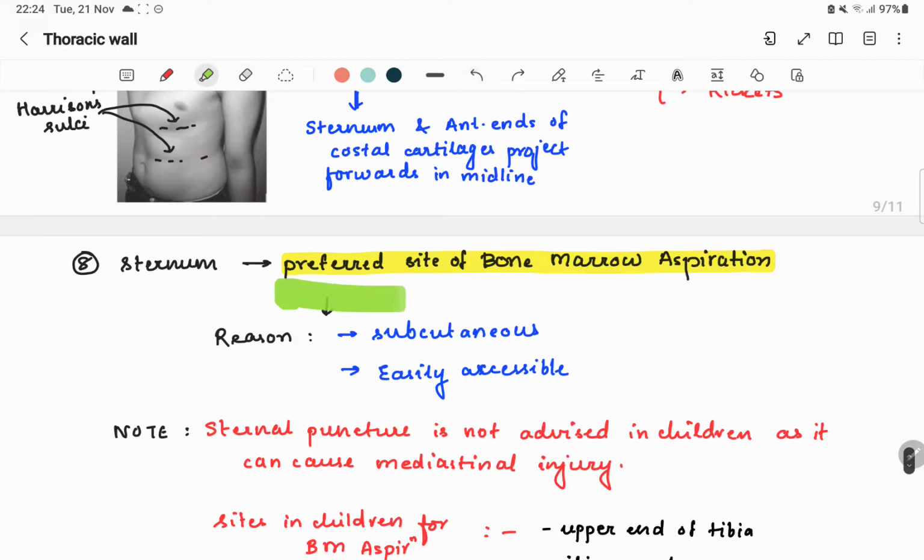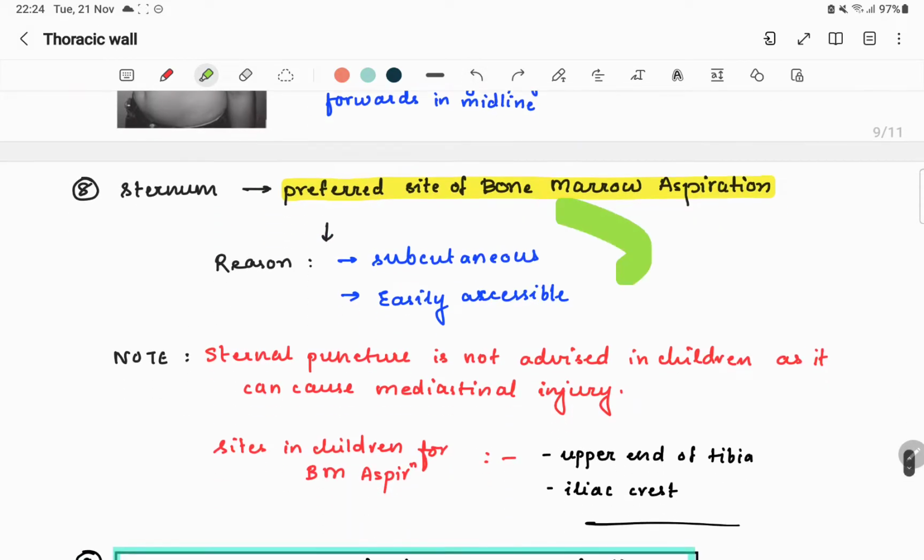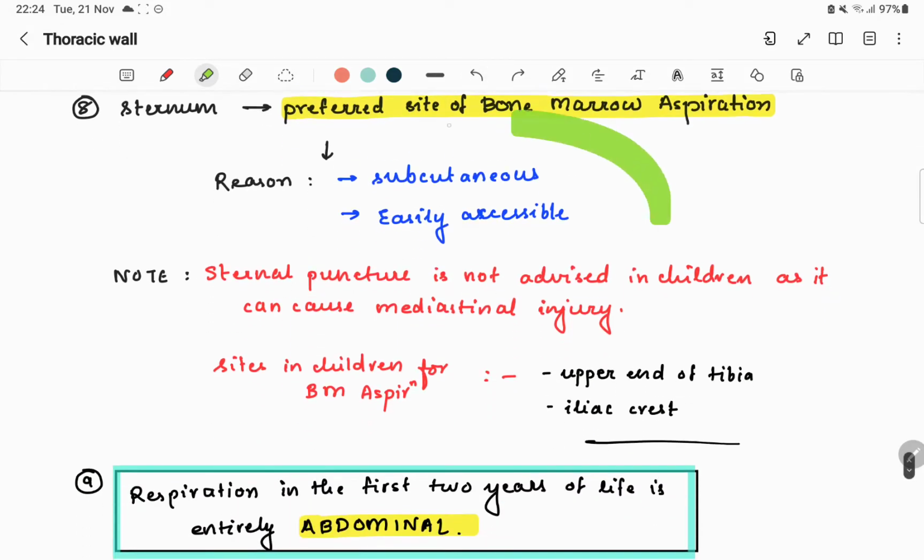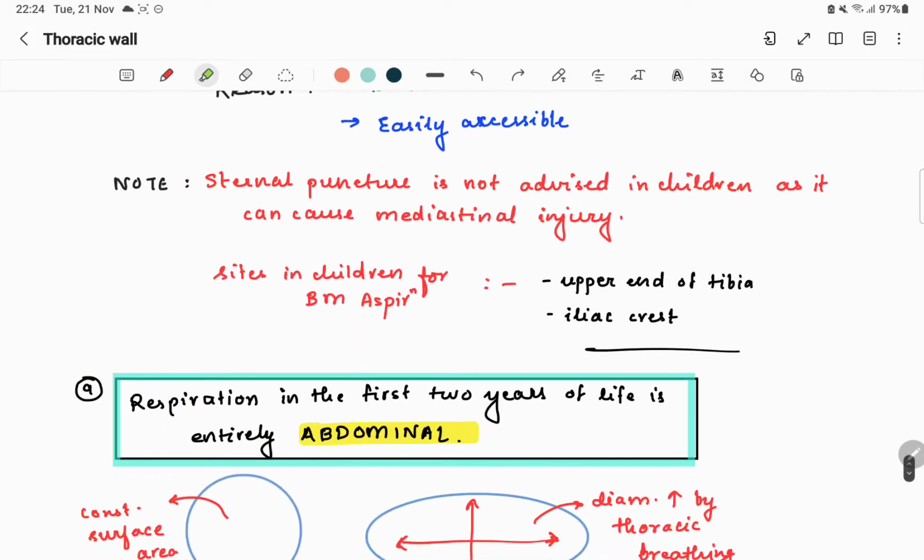Talking about the sternum. The sternum is the preferred site of bone marrow aspiration because it is subcutaneous and easily accessible. You can easily palpate your sternum. Sternal puncture is not advised in children as it can cause a mediastinal injury. The sites of bone marrow aspiration in children are the upper end of the tibia and the iliac crest.